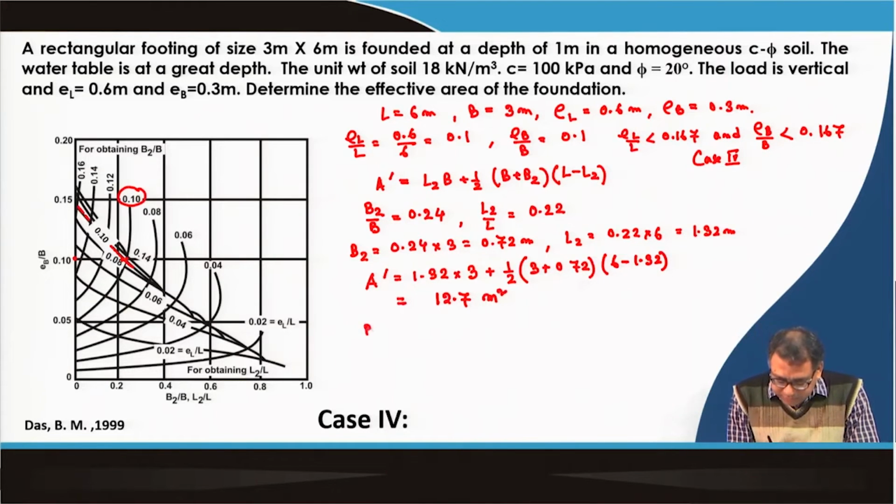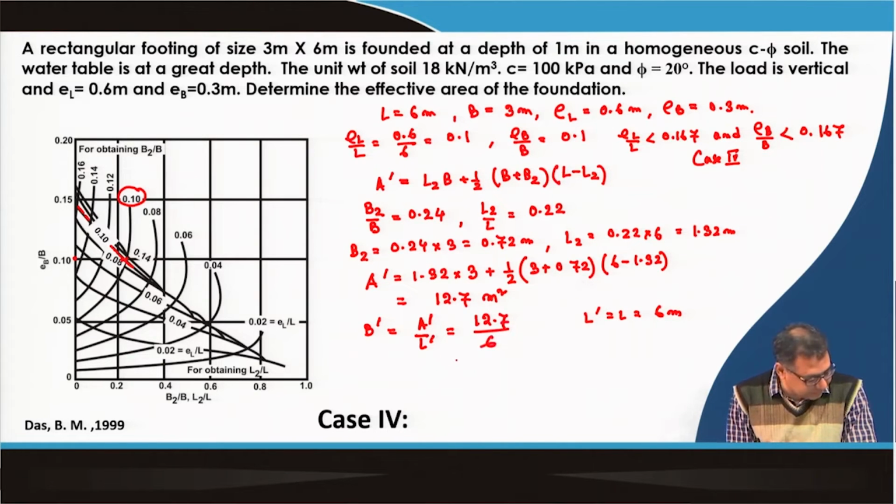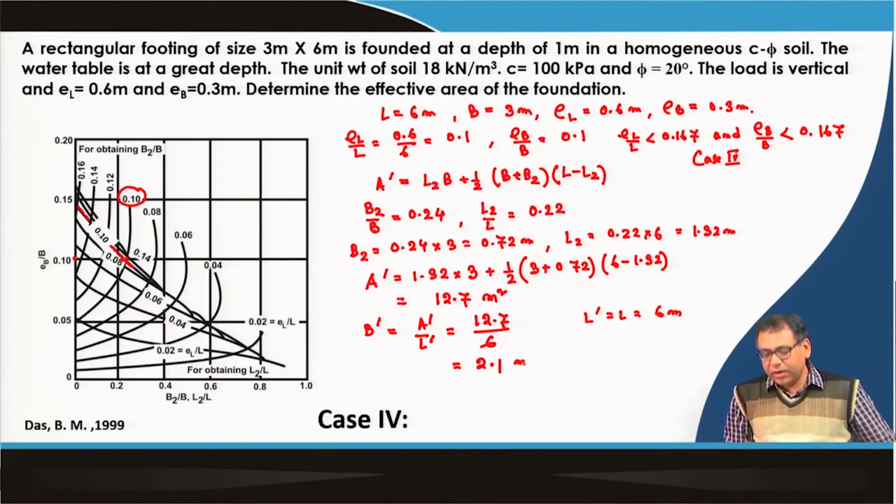Okay. So, now the B dash is given, L dash is L, which is 6 meter in case of case 4. So, B dash will be A dash by L dash. So, A dash is 12.7 and L dash is 6. So, B dash will be 2.1 meter. So, this way you will get the L dash and the B dash. And now you can use these effective width and length to calculate the bearing capacity of the foundation.